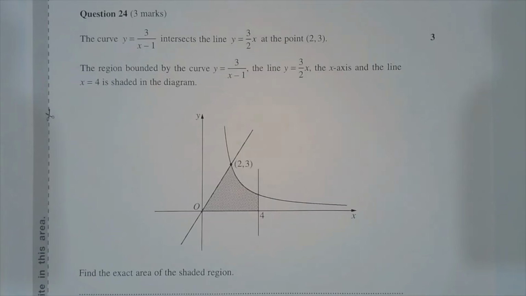Question 24. The curve y equals 3 over x minus 1 intersects the line y equals 3 over 2 multiplied by x at the point (2, 3). The region bounded by the curve y equals 3 over x minus 1, the line y equals 3 over 2 multiplied by x, the x-axis, and the line x equals 4 is shaded in the diagram. Find the exact area of the shaded region.